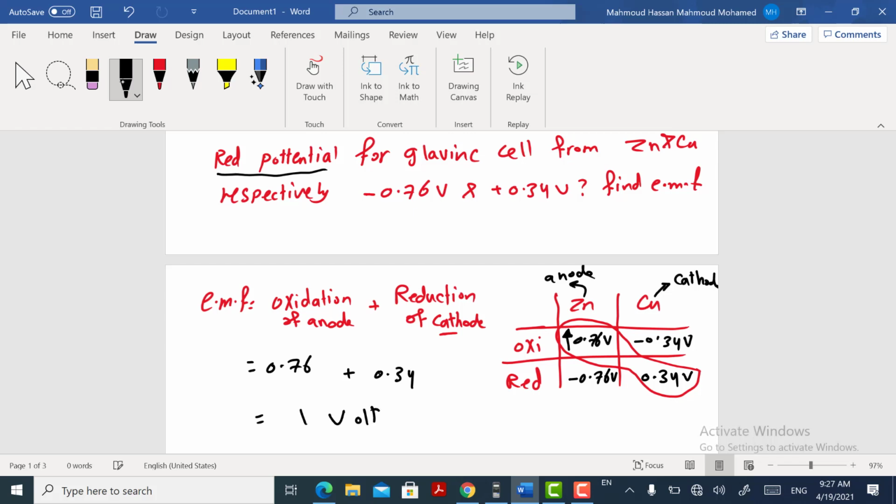Mister, can I say something? Why can't we take the absolute value of the values from here and here, meaning my absolute value plus the absolute value, and get the same result? Okay, no problem. You'll find it by any different way, but one of the ways is a very simple way you can use. Since you will find the EMF, it will be the difference in reduction potential or the difference in oxidation potential.